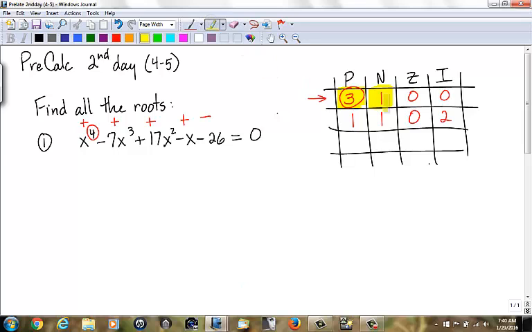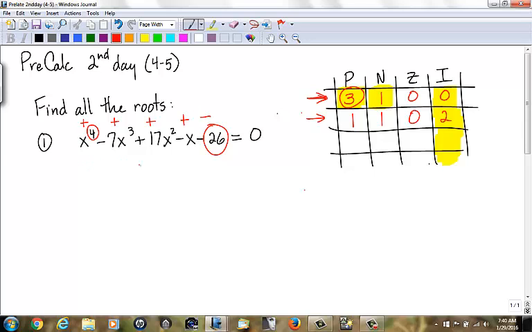The other thing to remember is this column on the imaginaries will always be even, like 0, 2, 4, 6, because they always occur in conjugate pairs. You won't ever have an odd number in that column. So we don't know which case it is. It might be 3 positive roots and 1 negative, with no imaginaries. It might be 1 positive, 1 negative, and 2 imaginaries. We don't know. Now we do the rational root theorem.